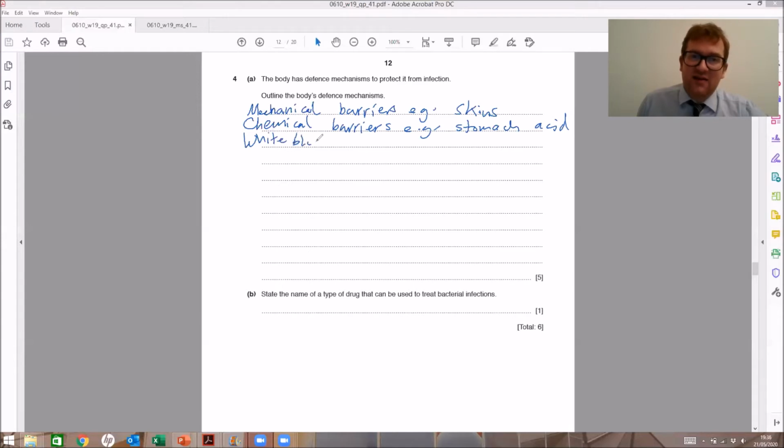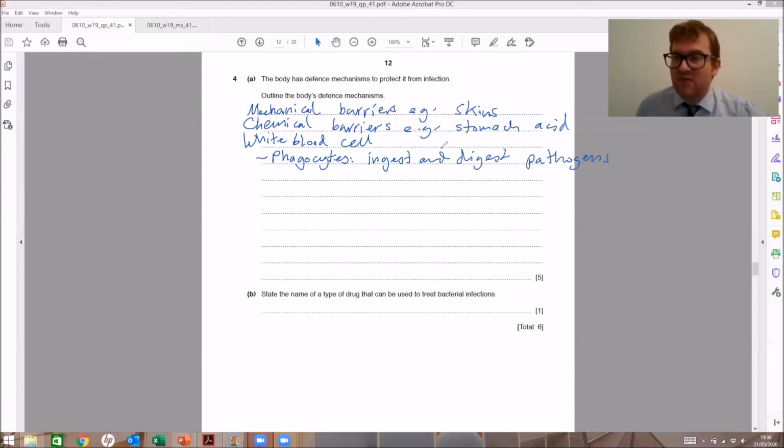Now here you can list each blood cell and its main function. So first you could mention your phagocytes. Their main function is to ingest and digest pathogens. So you must state both ingest and digest. Some people make the mistake of just saying ingest and they wouldn't get the mark for it. This process is called phagocytosis. So if you mention phagocytosis, that is fine as well.